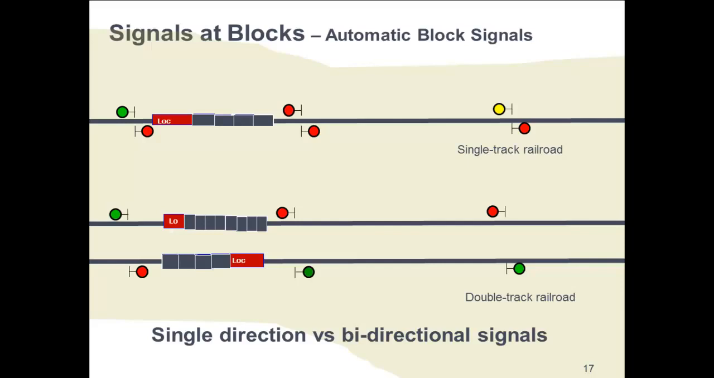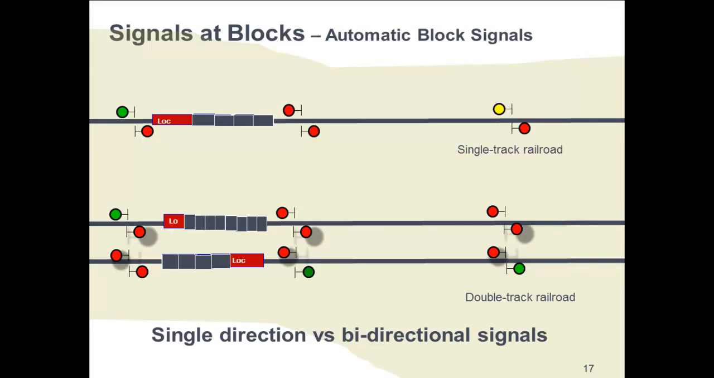Today, on a double track railroad, the first step to increase its capacity is to install bidirectional signals if they are not already there. At each insulated joint between blocks in both directions on both tracks, there will be a signal.